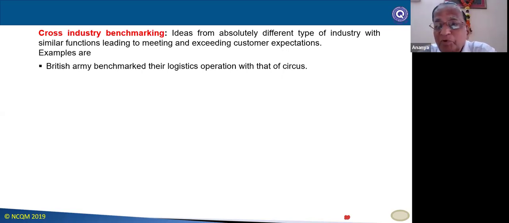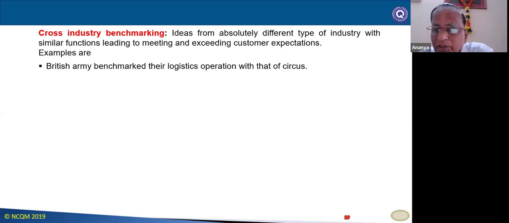Yeah, see now, a beautiful example is given. The British Army benchmarked their logistics operation with that of a circus. A circus has so many animals, and they are moving from one place to another. They have to find the ground and get permissions, with so many things involved. Why British Army, Indian Army?